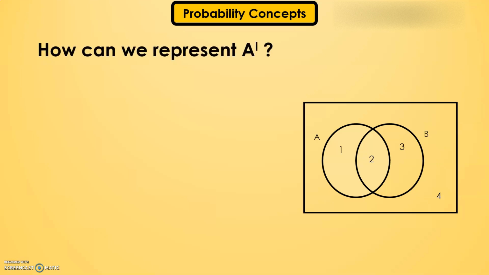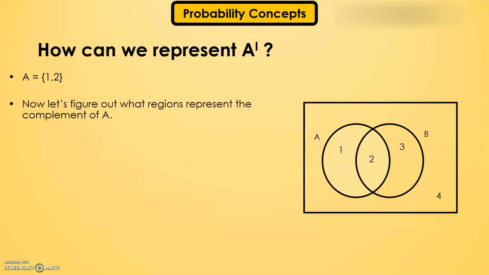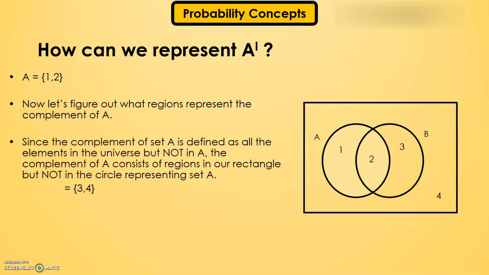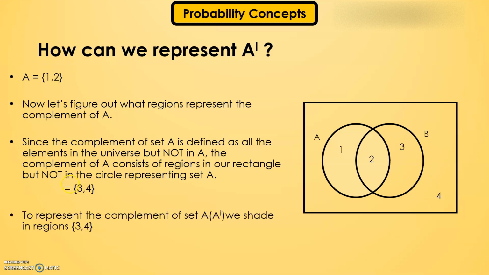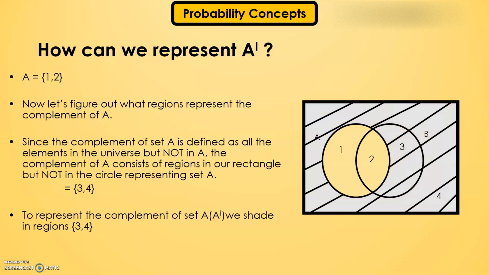Okay, the complement of A. So we know A is 1 and 2. When it's a complement, you do all the things that it's not. So we know that if A is 1 and 2, everything that's not A is 3 and 4. So we shade in that region.